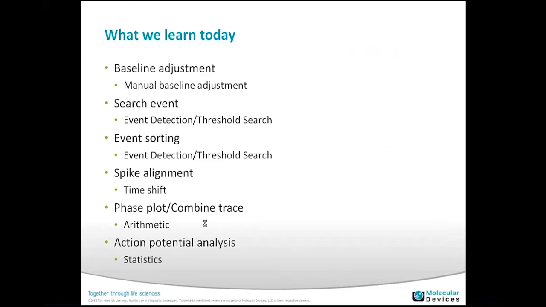Now, in these Clampfit features, you will learn about manual baseline adjustment. We will talk a lot about event detection with the threshold search. I know some of you may already use that, and some may not know what the threshold search is. Also, we'll use the time shift to align the spikes together. We'll use arithmetic calculation to plot the phase plot and to combine the traces. And we can also use the statistics to do the action potential analysis.